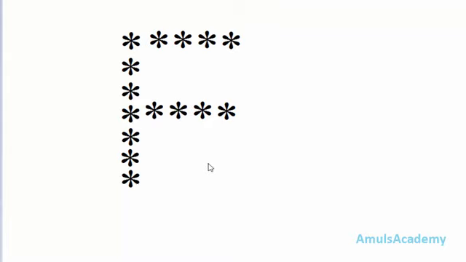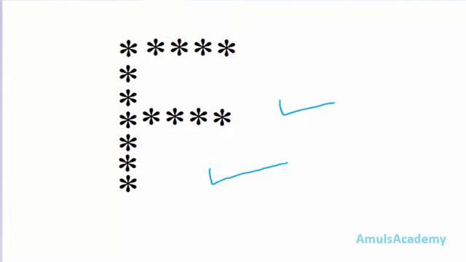Today in this tutorial we are discussing how to print stars in alphabetical F shape. In the previous tutorials we discussed how to print stars in alphabetical A to E shape, and printing F is also similar to that. So let's begin with the code.